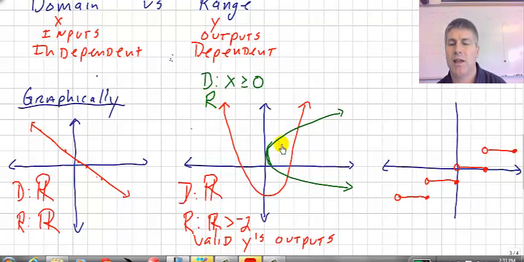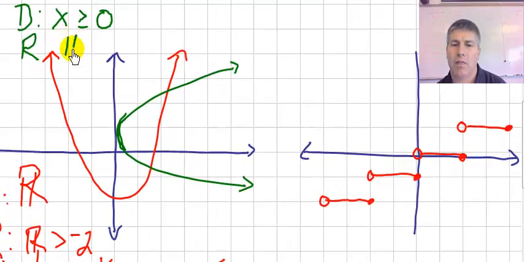Now the range, on the other hand, that's going to be all real numbers. This thing keeps going and getting bigger and bigger and bigger and keeps getting smaller and smaller and smaller. So my range is all real numbers. I can have any output I want here.